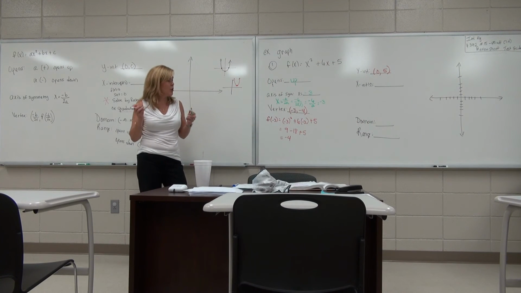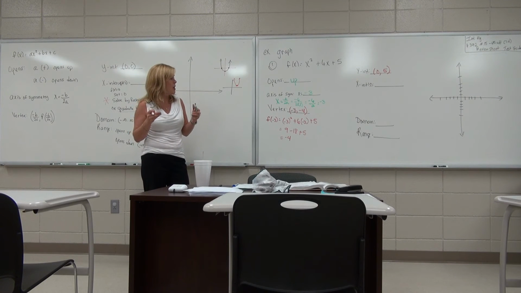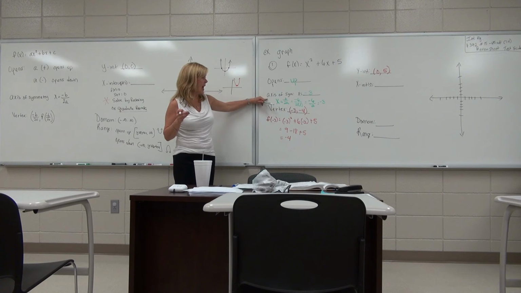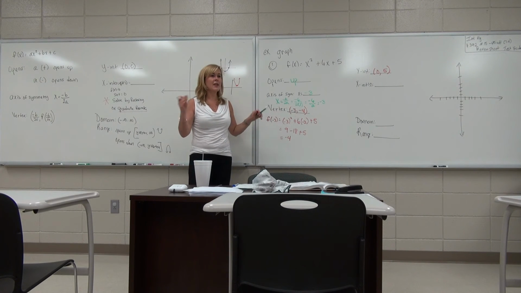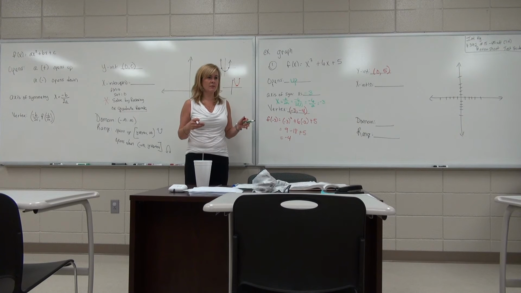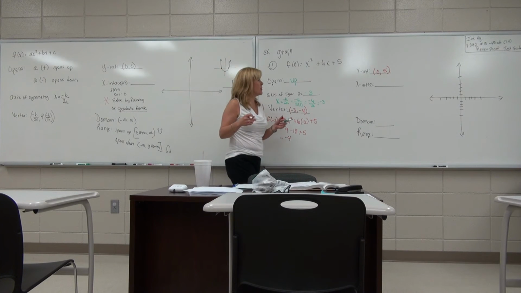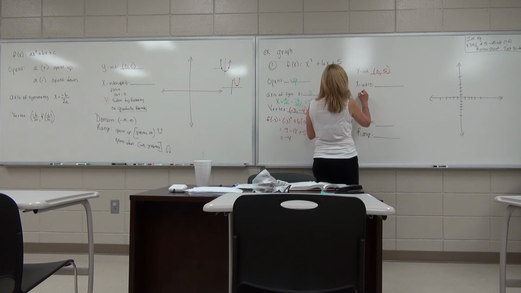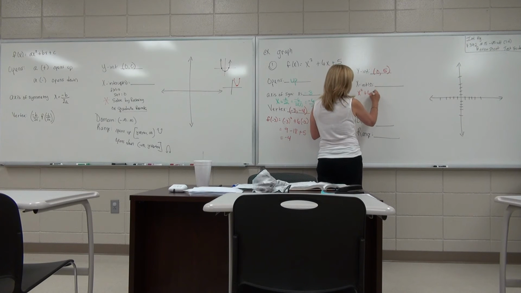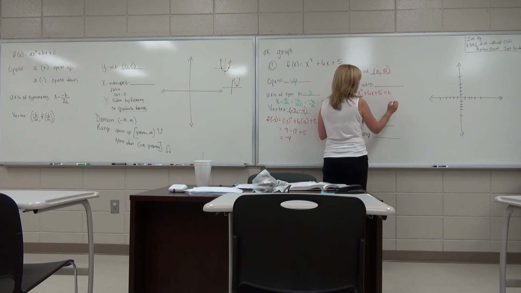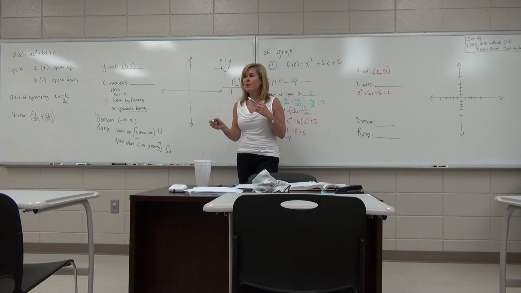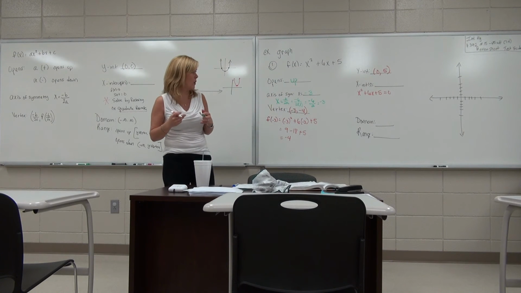So far, you already know these basic things about a graph, because they're the same with lines, except the only thing you didn't know was axis of symmetry and vertex. But if you know that negative b over 2a, you can get both of those, right? Your x-intercept is when your function equals 0. So this is going to be when x squared plus 6x plus 5 equals 0. The zeros of this function is solving this quadratic equation.